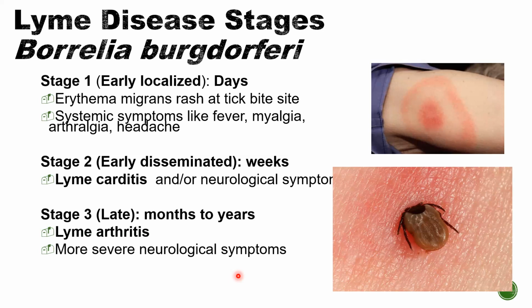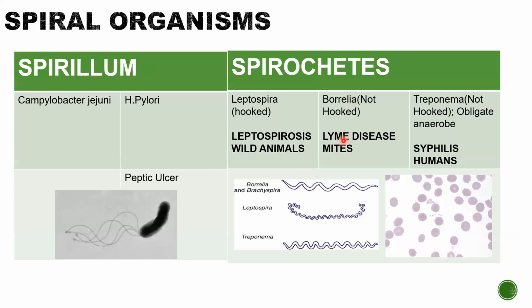And yeah, so remember the one that causes Lyme is Borrelia. Borrelia for Lyme. Treponema is syphilis.